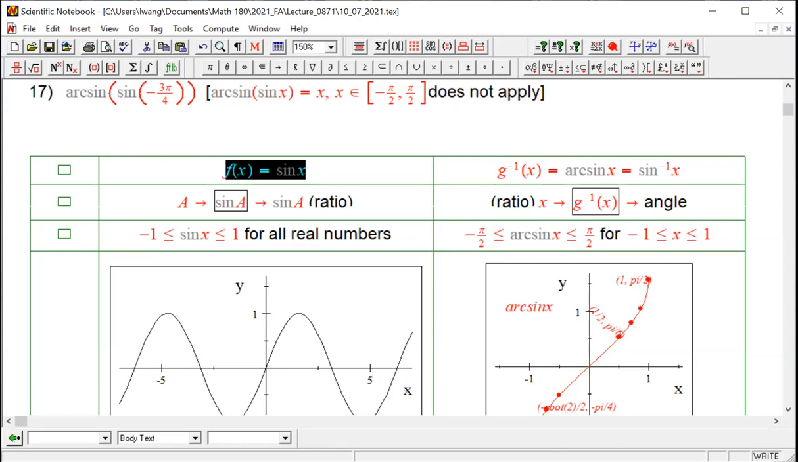When we talk about arcsine, it's implied the domain is between -1 and +1. The range is between -π/2 and π/2. Implied.